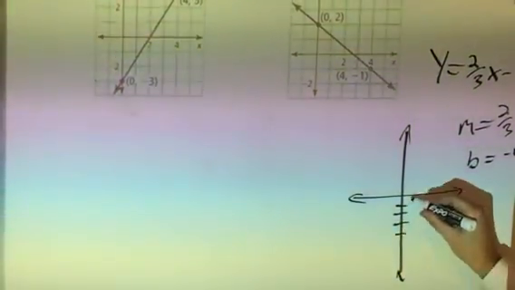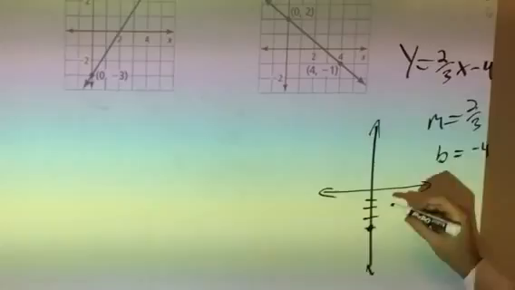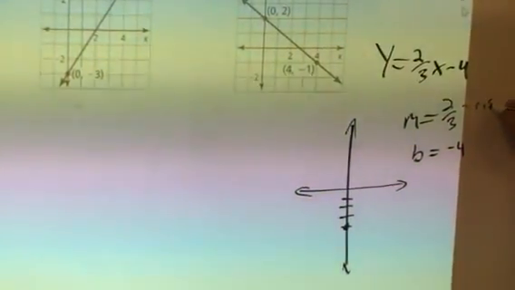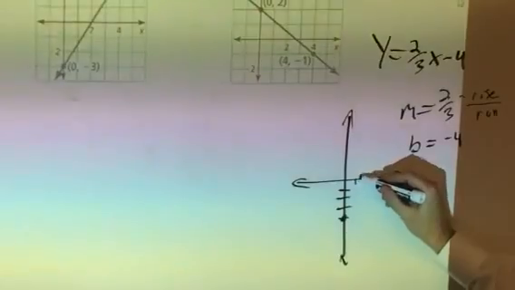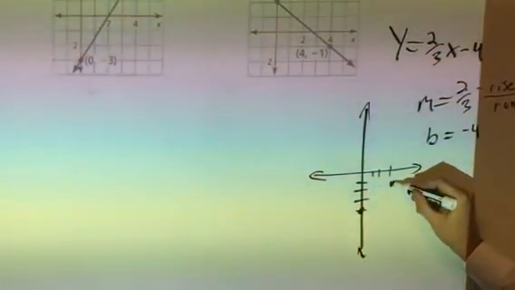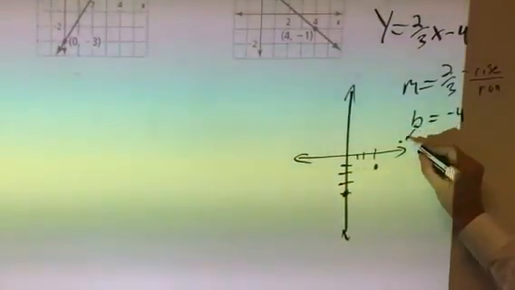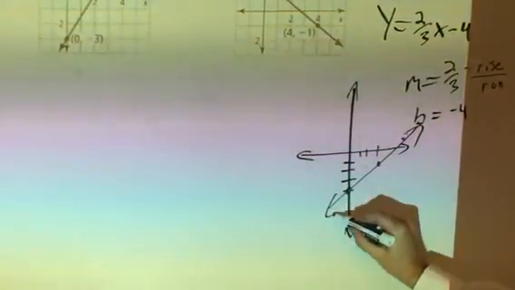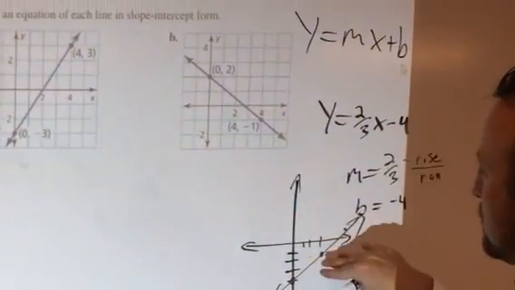In other words, we would start at negative 4 as our first ordered pair, our first coordinate, and then we would do rise over run, meaning we'd rise 2 and we'd run 3, and we would do that forever. Then we would draw a line representing it. All that to say is we were first given the equation and then what we would graph.